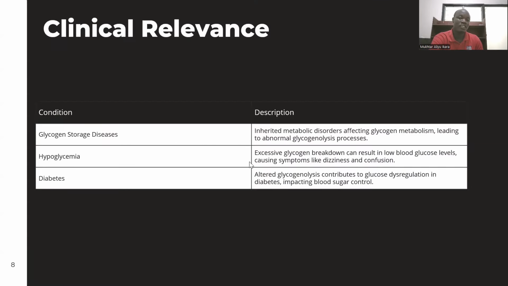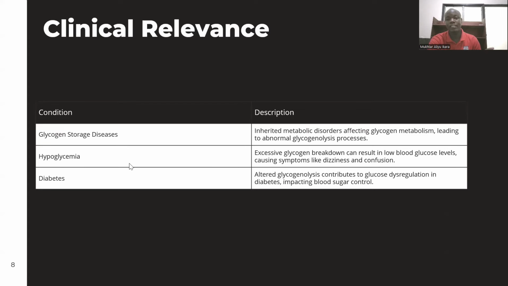So the next thing is the clinical relevance of glycogen. Glycogen storage diseases are generally inherited metabolic disorders affecting glycogen metabolism, leading to abnormal glycogenolysis. There are so many of them, so we are going to look at them in my next video.